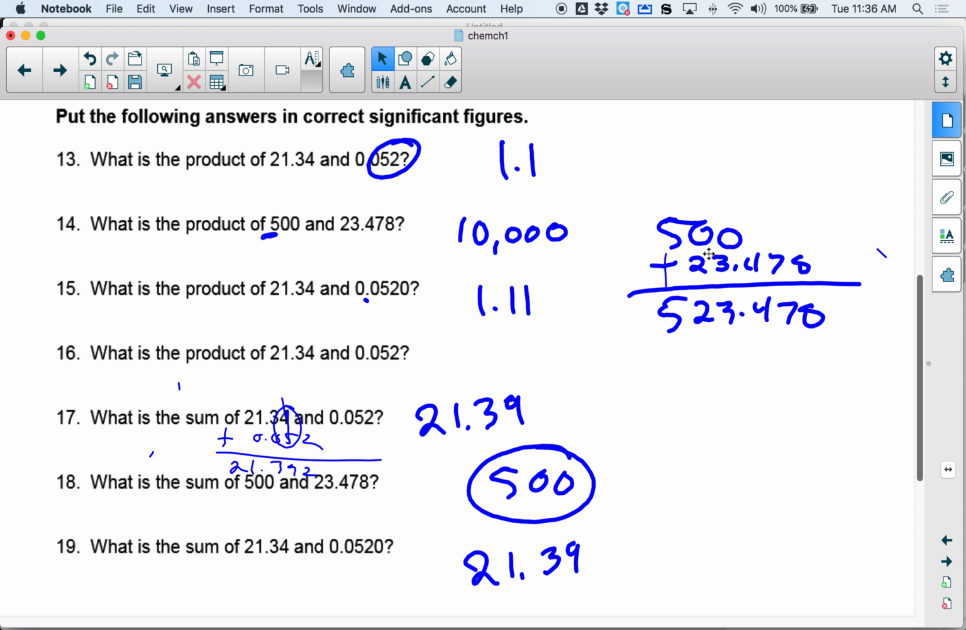So this one should be 1.1, 2 significant figures. All right. Any other questions on 13 through 16 before we move on to the addition?